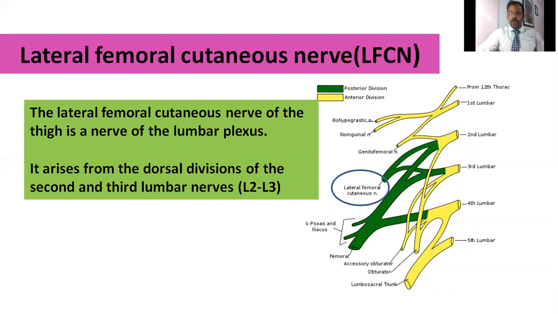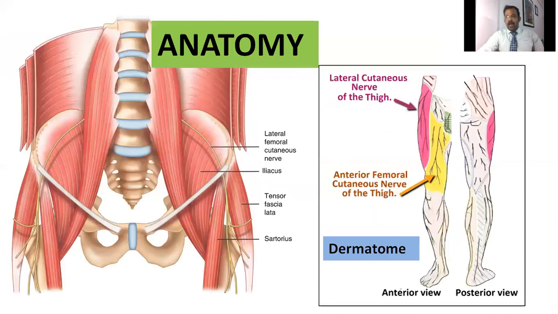Lateral femoral cutaneous nerve is a branch of lumbar plexus arising from the dorsal division of L2 and L3. As it arrives, it runs on the lateral aspect of the iliopsoas muscle. It enters the thigh below the inguinal ligament at the level of anterior superior iliac spine, and then it divides into anterior and posterior division, supplying skin sensory innervation to the lateral side of the thigh, starting from the greater trochanter up to the knee.